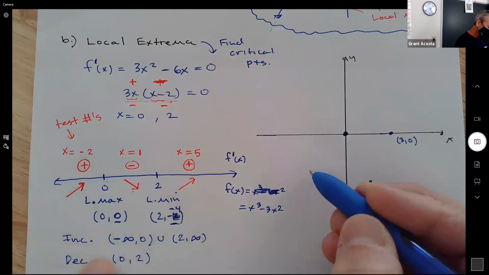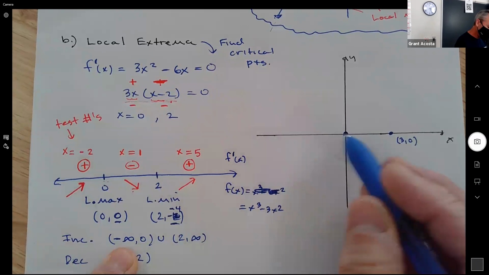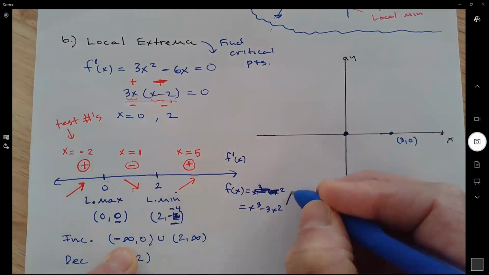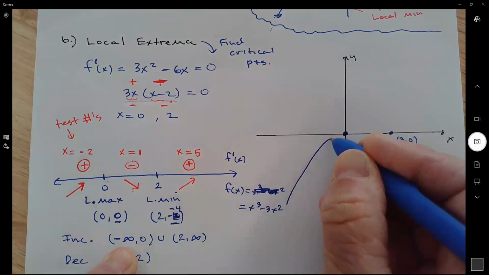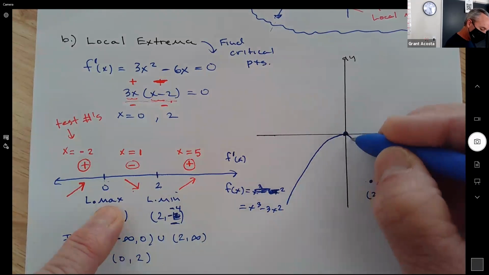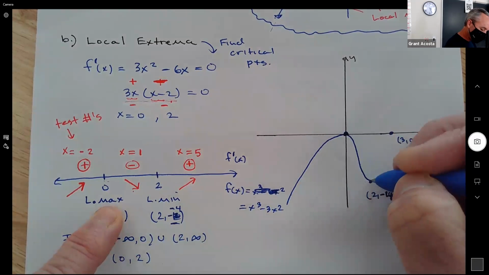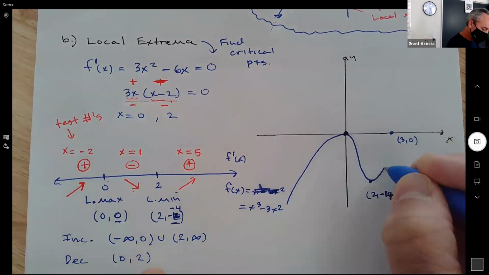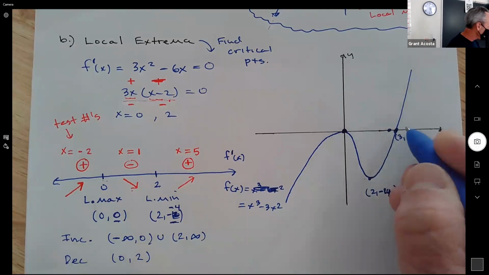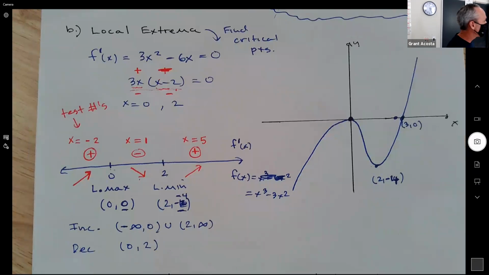But when we say increasing from x equals negative infinity to 0, we know it's a polynomial. So if it was increasing, it must be coming from negative infinity, coming from down here. We know this is a maximum. Then it's going to come down, hit this minimum at 2, negative 4. And then, I'm going to maybe miss my point, I'll just move my dot right there, and then pass through our x-intercept at 3, 0.